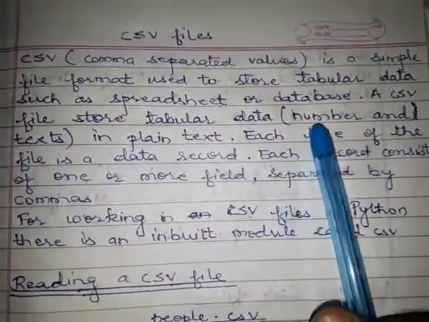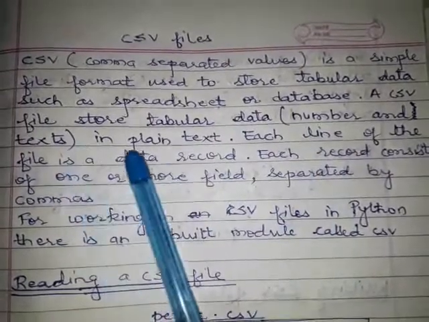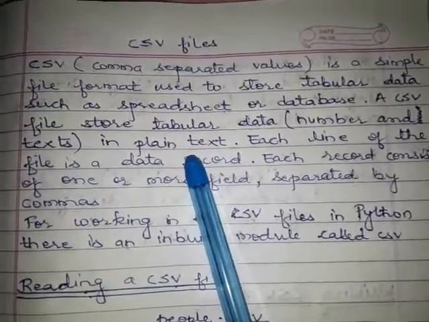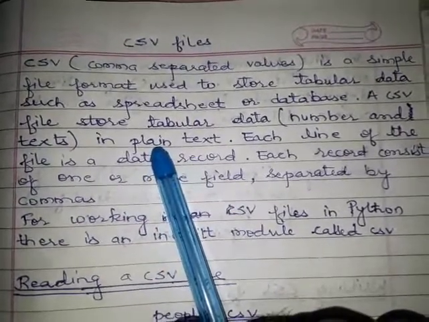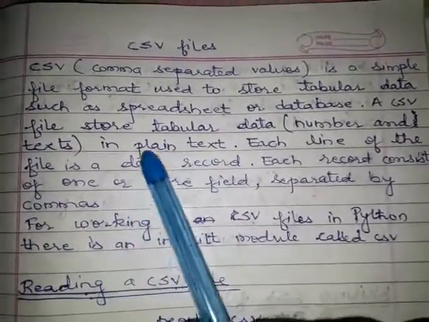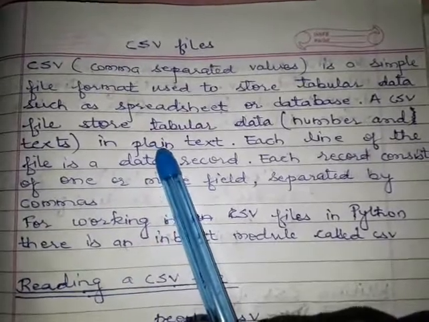The data will be a number or text in plain text. So data in the CSV file is in the form of plain text. Plain text means which is readable for us. It is in normal text.